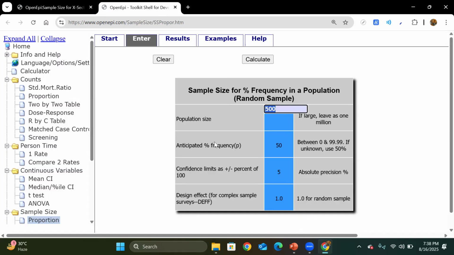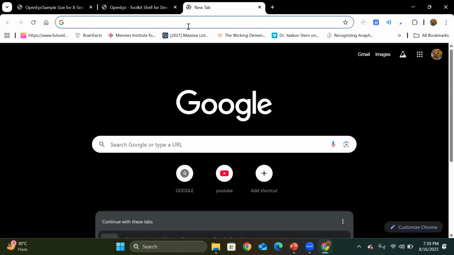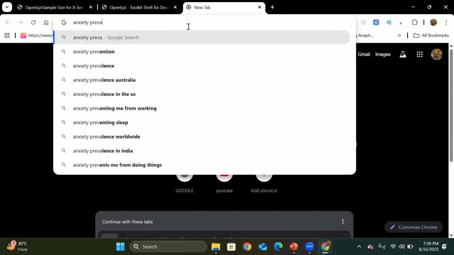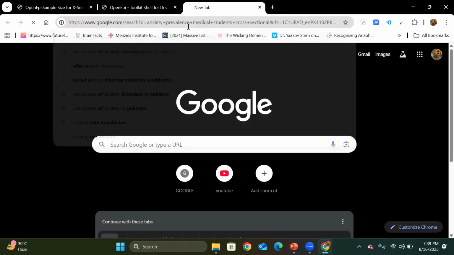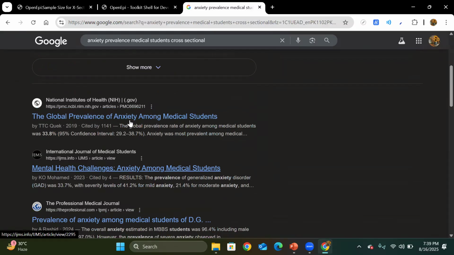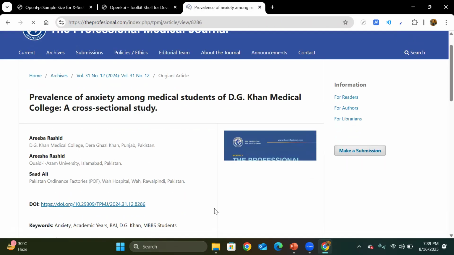It's asking what anticipated frequency you are expecting. I am deciding about the prevalence of anxiety in medical students. So I have to find a parent article. I will explain what a parent article is. Anxiety prevalence, medical students, cross sectional. Suppose this is my parent article: prevalence of anxiety among medical students of DG Khan Medical College.